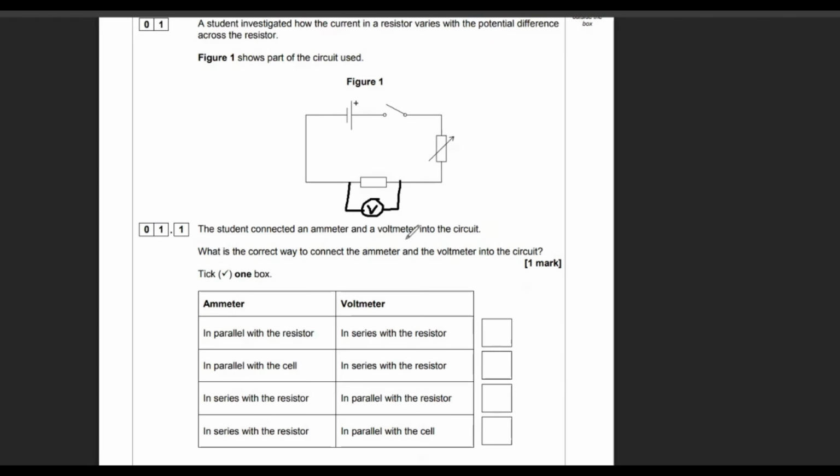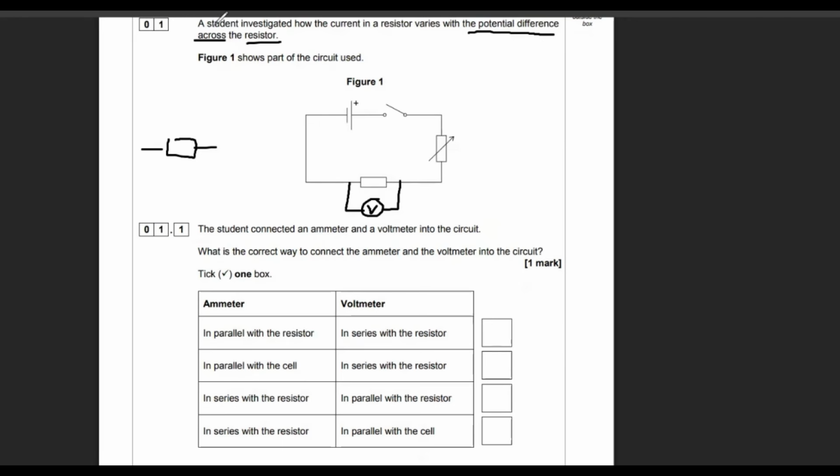Often they will say, look, they want to see how the potential difference, which is measured with a voltmeter, across the resistor. They will always use that language. So that's how you know, if you know that symbol is a resistor, the fact that they say across the resistor reminds you that the voltmeter must go across it.